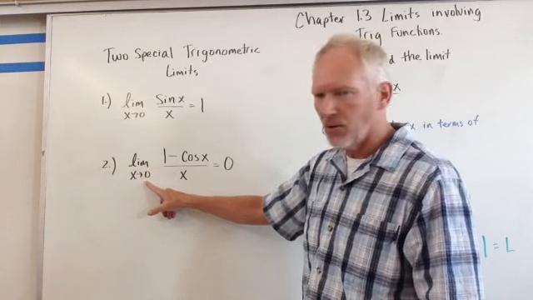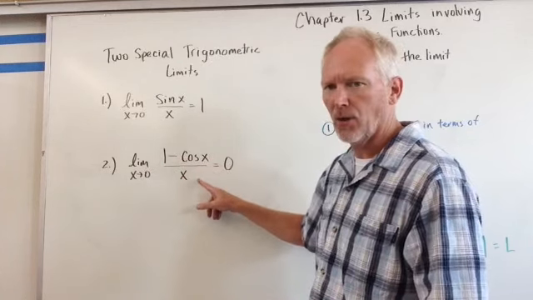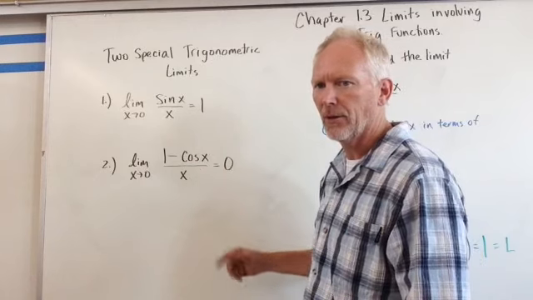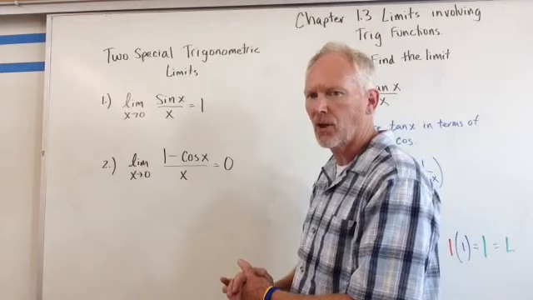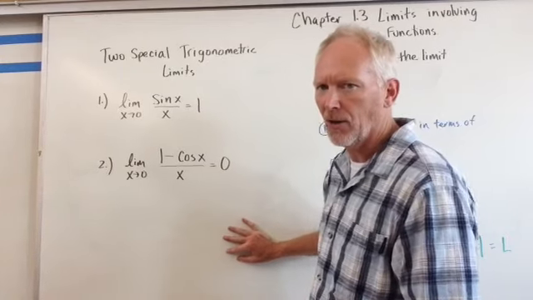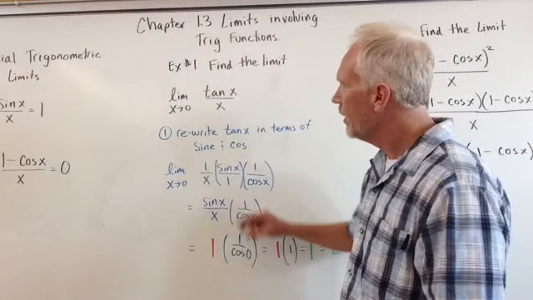The limit as x goes to 0 for the second one, of 1 minus cosine x over x, will equal 0. So if we can factor things out, we can create that 1 minus cosine x, then we can get 0. All right, let's look at our first example.